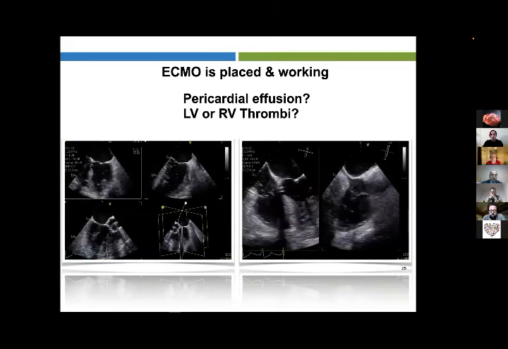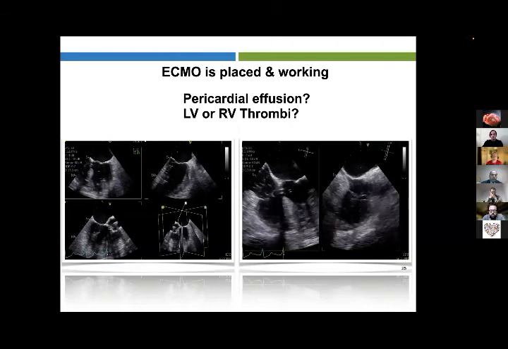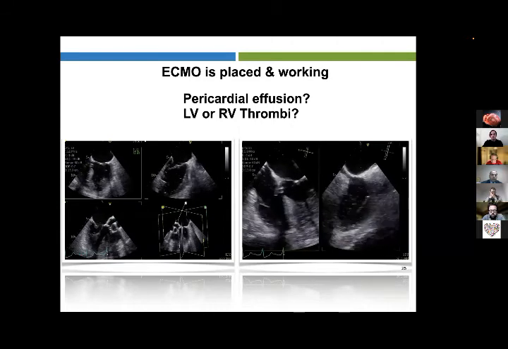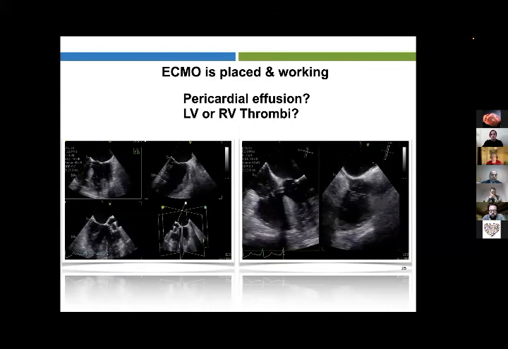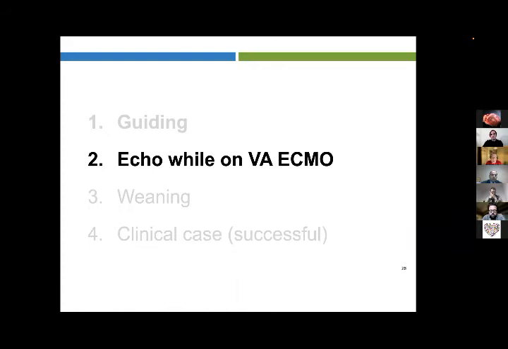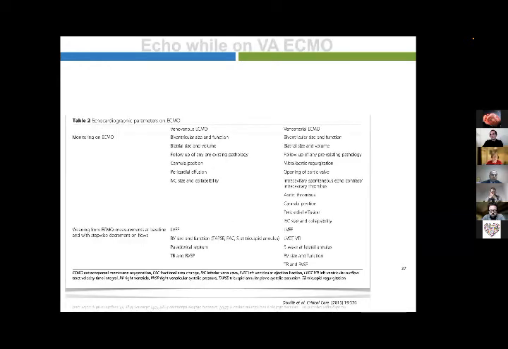I look if there's a pericardial effusion or if there are any LV or RV thrombi in the ventricle before we stop guiding and looking at the heart. That's what's regarding the guiding mechanism. And during ECMO, we go to the patient on the ICU and do some echo. And this is here a very nice table of what we can look at when we do our exams in the ICU on patients who are on VA ECMO.